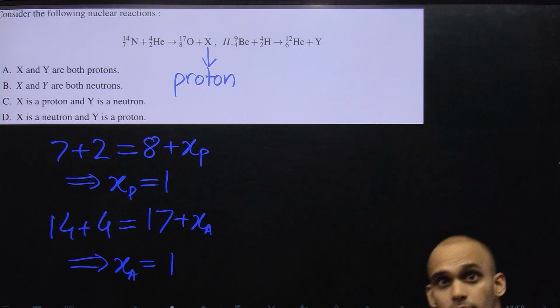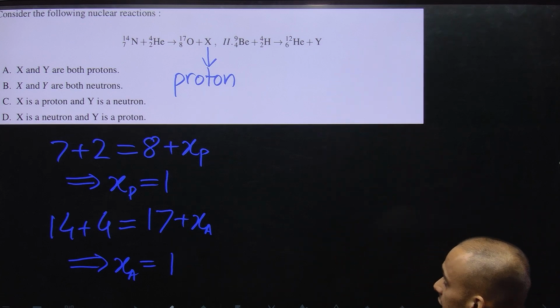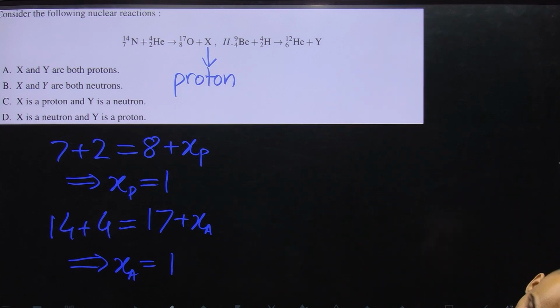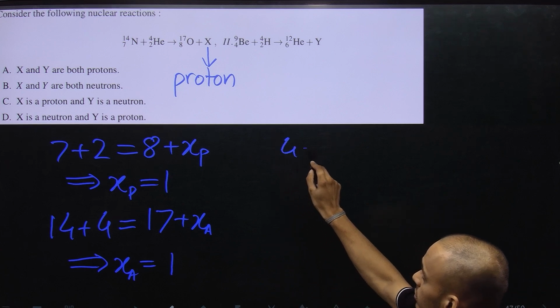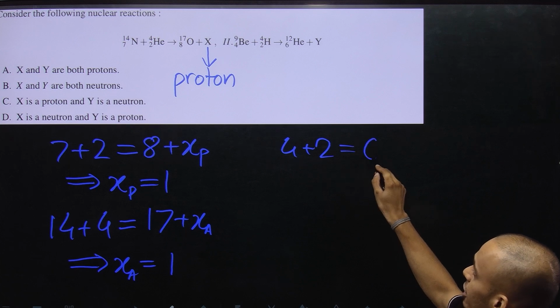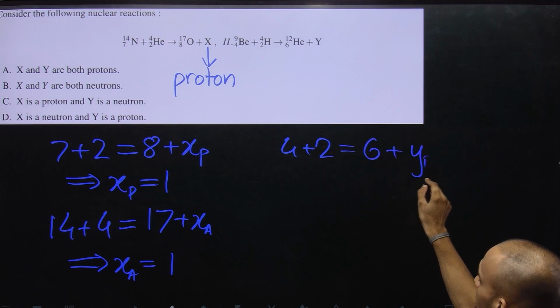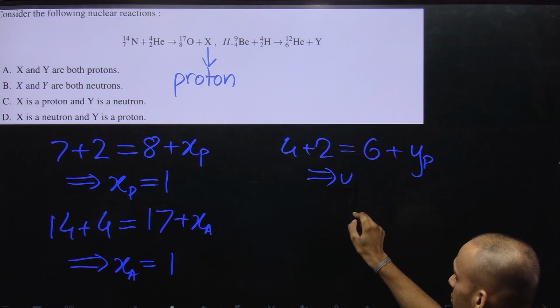X nucleus is simply a proton. Similarly, if we balance the second reaction, the LHS has 4 plus 2 protons, the RHS has 6 protons, and the number of protons in Y will be 0 hence.